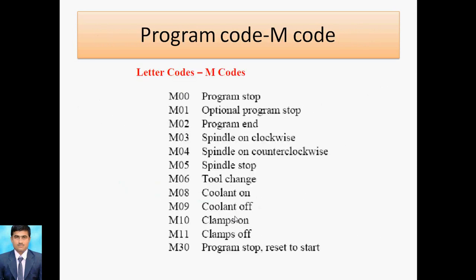Now we move to the miscellaneous codes. Already we discussed the preparatory codes. Miscellaneous codes: M00 is program stop, M01 is optional program stop, M02 program end, M03 spindle on clockwise, M04 spindle on counterclockwise, M05 spindle stop, M06 tool change, M08 coolant on, M09 coolant off, M10 clamps on, then M11 clamps off, M30 program stop and reset to restart. So this is regarding the M codes.